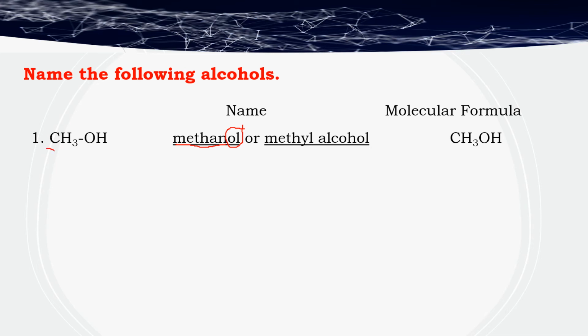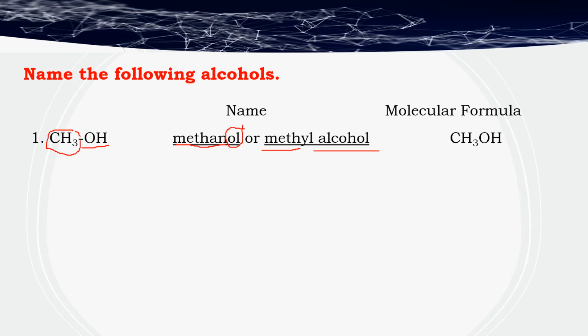Where is the methyl? Right here. CH3 is a methyl, with an OH attached as the functional group of an alcohol. So CH3 is a methyl, and then OH for alcohol. So methyl alcohol. The molecular formula is CH3OH, or we can also make it CH4O because there is one more H at the end. We can also write CH4 and O. Okay? That is also possible.